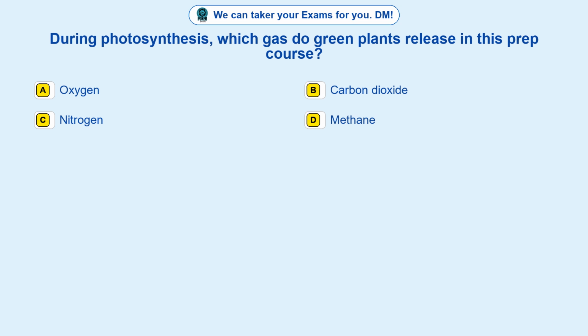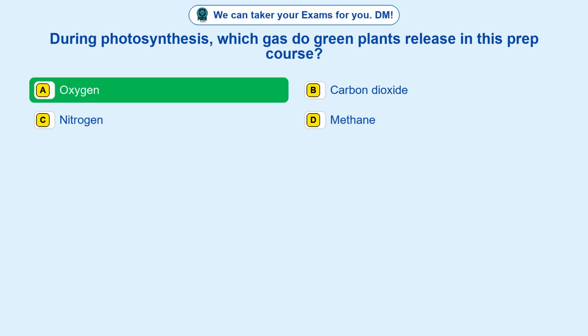Question 1. During photosynthesis, which gas do green plants release in this prep course? Option A, oxygen. Option B, carbon dioxide. Option C, nitrogen. Option D, methane. The correct answer is option A, oxygen.